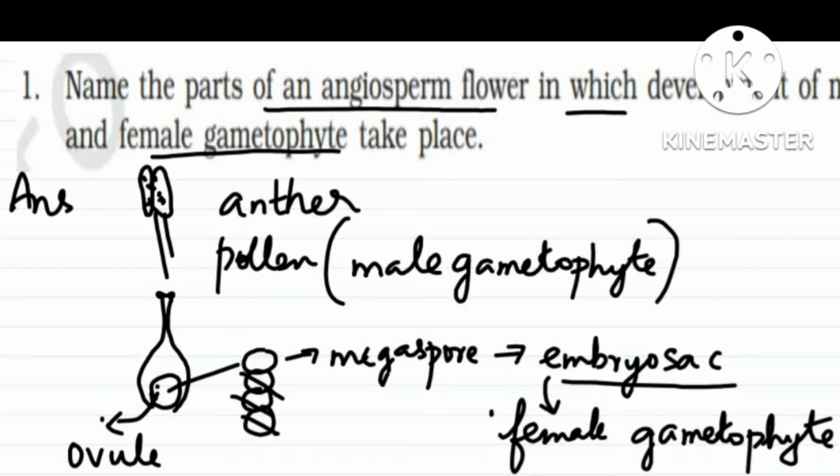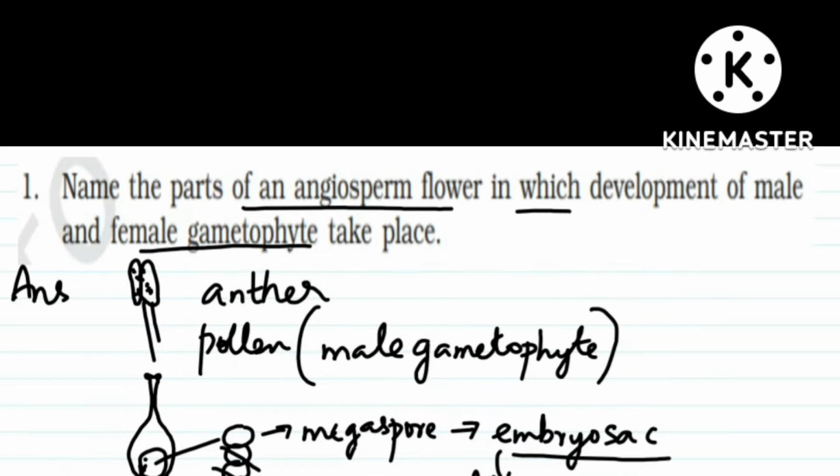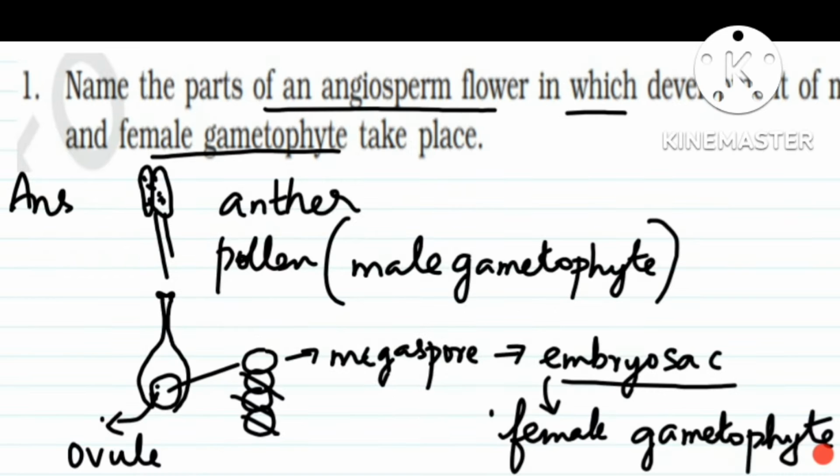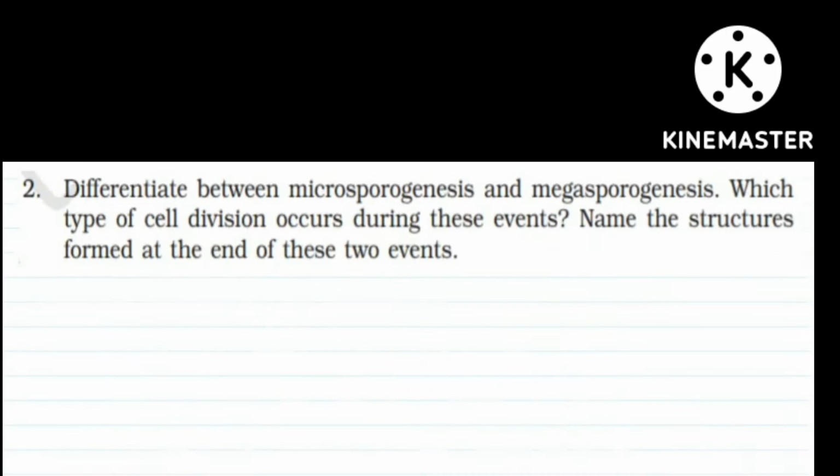Name the parts of an angiosperm flower in which development of male and female gametophyte takes place. Here, male gametophyte means the pollen grain, because pollen grain contains gametes. Female gametophyte means the embryo sac, and the embryo sac is present inside the ovule and the pollen grain is present inside the anther.